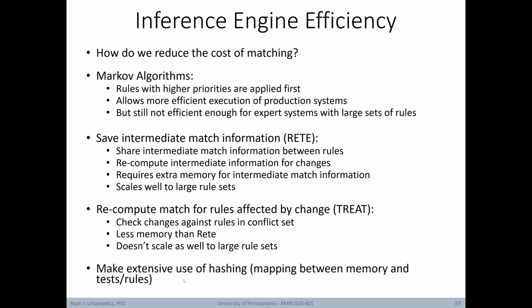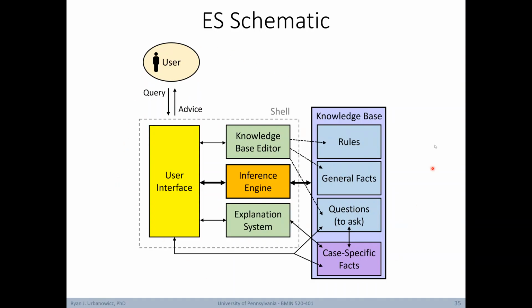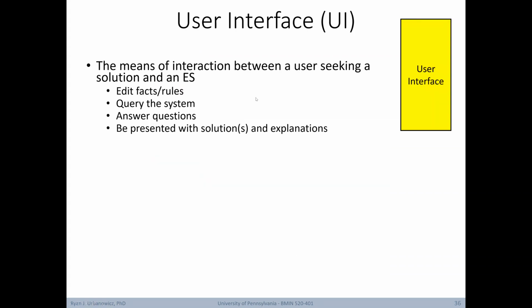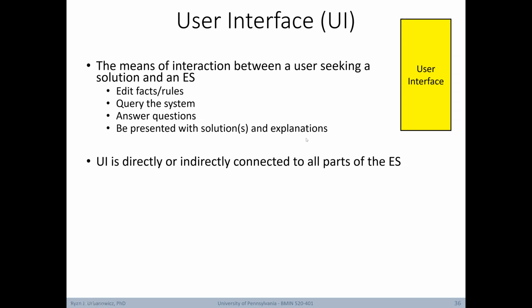Now let's move away from the inference engine and go into a little bit more depth about some of the other components that are commonly included in an expert system. Here again is our expert system schematic, and we're going to go into a little bit more depth on things like the knowledge base editor, the explanation system, and the user interface. The user interface is a means of interaction between a user seeking a solution and the expert system. The interface allows us to edit facts or rules, query the system, answer questions, and be presented with solutions and explanations. The UI is directly or indirectly connected to all parts of the expert system.